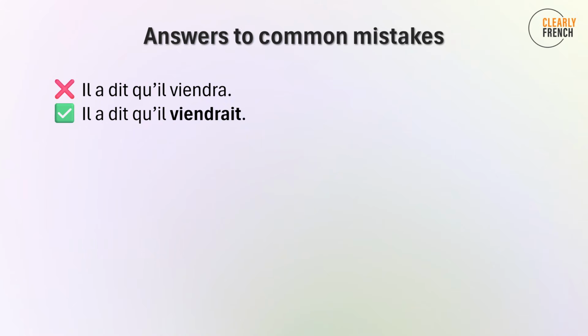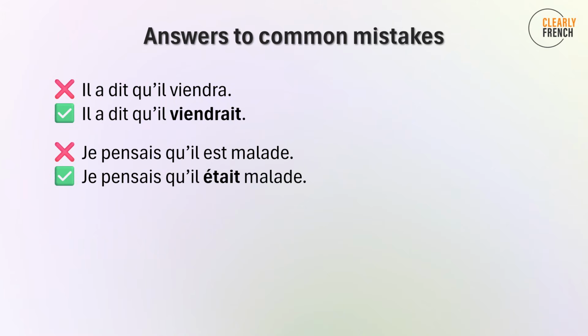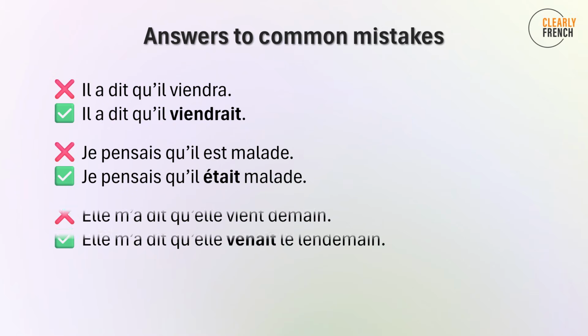First example, il a dit qu'il viendra is wrong because viendra needs to be changed to viendrait. Il a dit qu'il viendrait. He said he would come. Je pensais qu'il est malade is wrong because you can't have past in the first half and present in the second half. So you have to have the past throughout. Je pensais qu'il était malade. I thought he was ill.